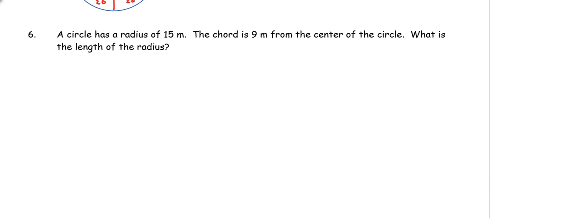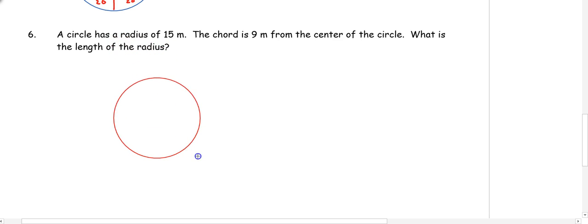So in number 6, a circle has a radius of 15 meters. The chord is 9 meters away from the center. What's the length of the chord? So I'm going to start by drawing my picture here. So I have my radius that's going to bisect a chord. This time I know that the radius is 15. I know the distance from the center to the chord is 9. I know that this is perpendicular and bisects the chord. So I'm looking for x.